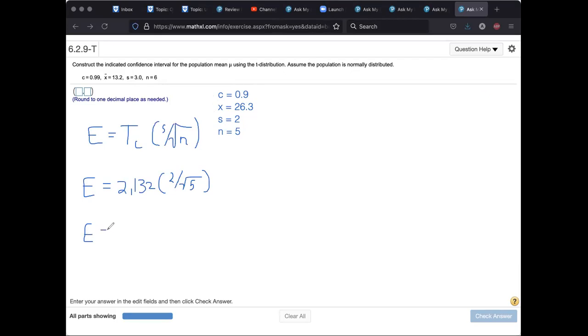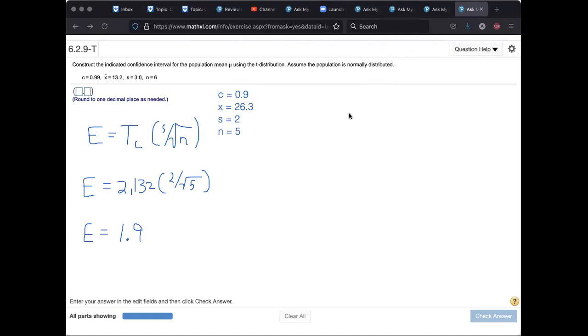Break out your calculator and do the calculation. I'm going to come off to the side and do my own calculation. So I get 2.132 times 2 divided by the square root of 5. Okay, I get the value of 1.9. I'm going to round it to 1 decimal place, because that's what my problem tells me to do. So 1.9 is my E.